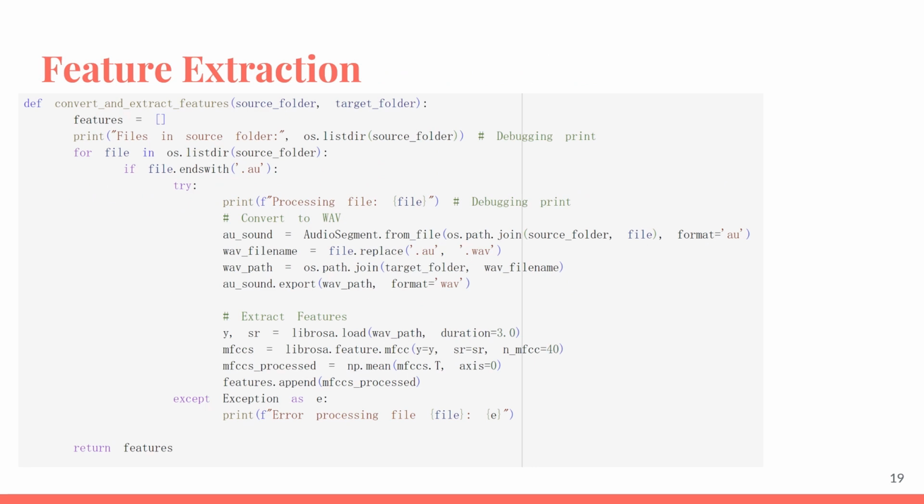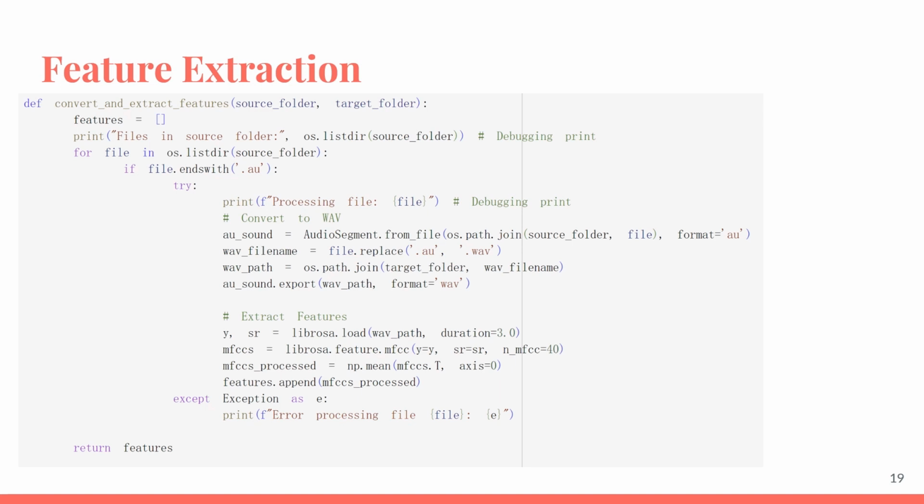Next step is feature extraction. We utilize the PyDub and Librosa libraries. We first install PyDub, which is a library for audio processing, and then we import Librosa for audio analysis. In our convert and extract features function, this function is aimed to process each audio file in the given folder. We process by converting the .au file format into .wav file format. And then we extract the features with the Librosa library.